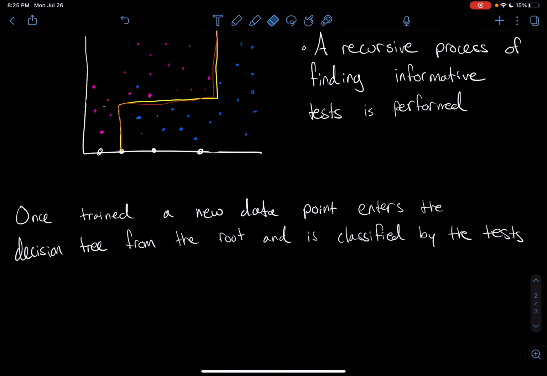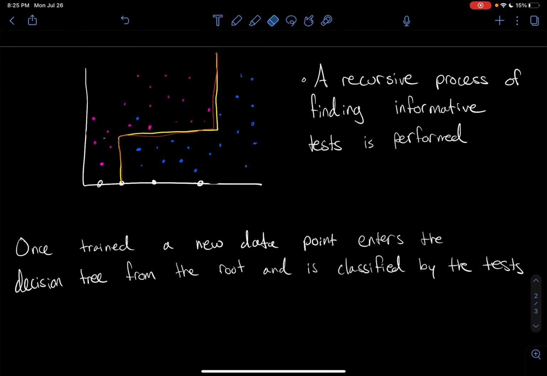So with that, I hope you enjoyed this introduction to decision trees, and in the next video we'll talk about a little bit of the extended functionality of decision trees as well as some of the drawbacks.